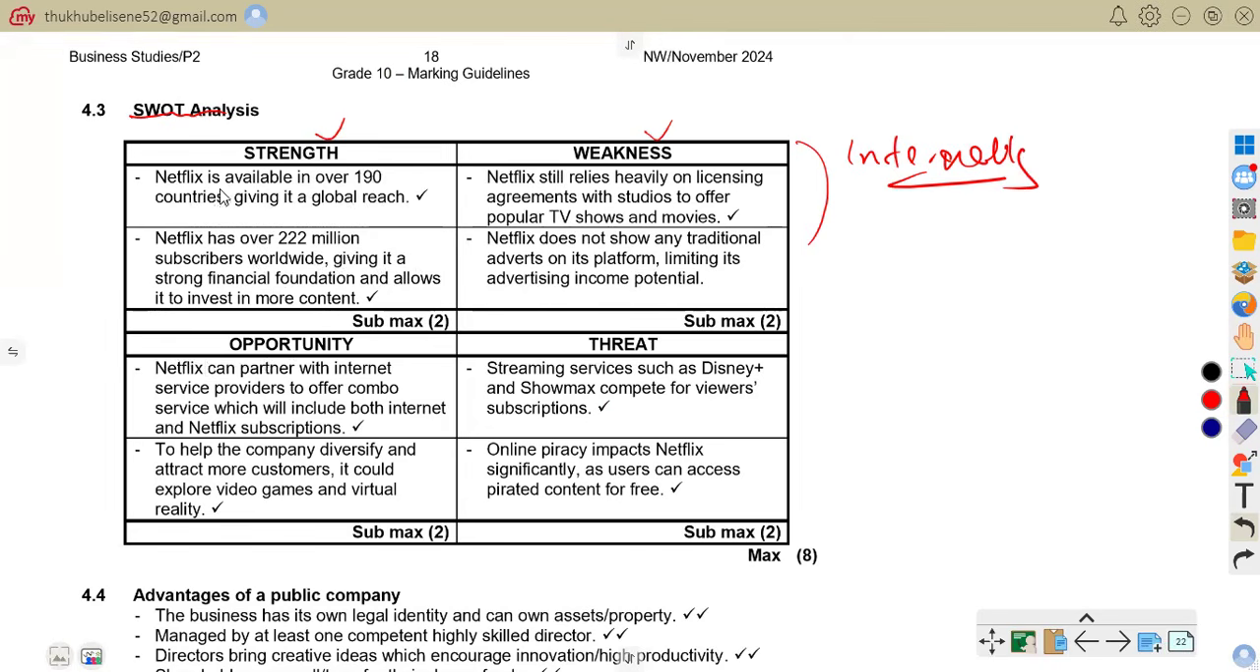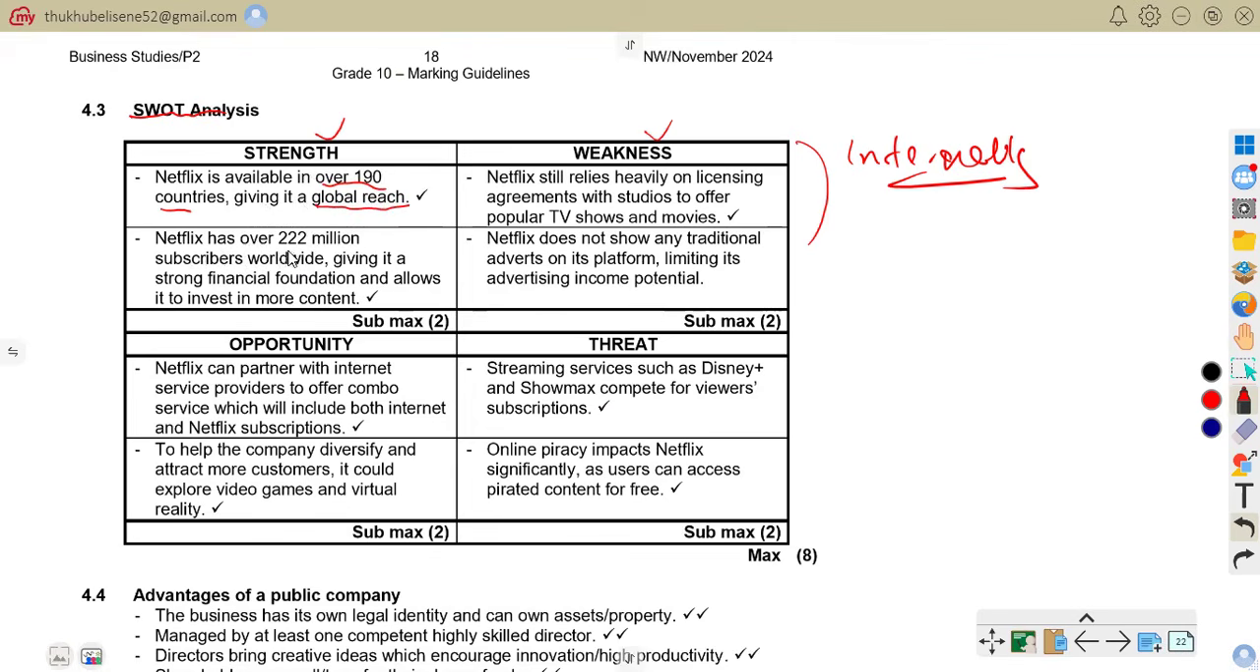As it says, Netflix is available in over 190 countries, giving it a global reach. So it means now they can increase their market share. If they can now reach 190 countries, they can expand their market share, and that gives them more sales. That is their strength internally.